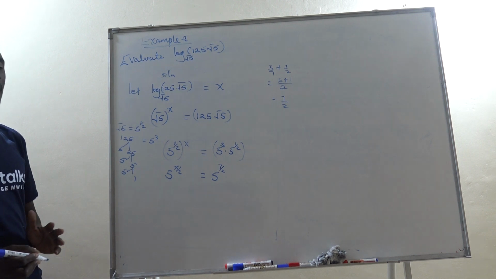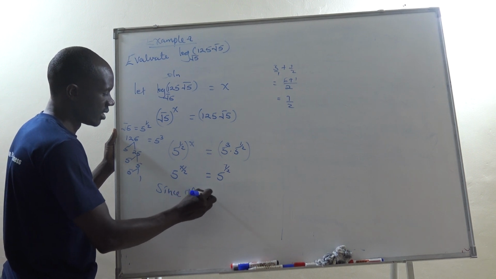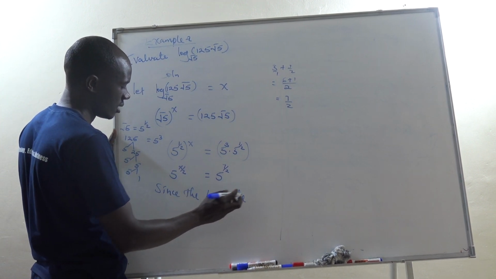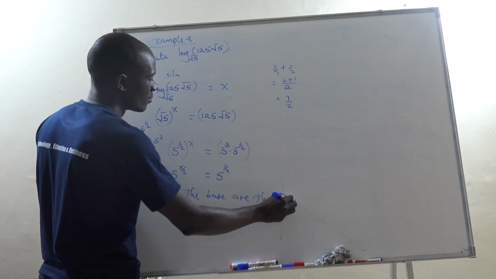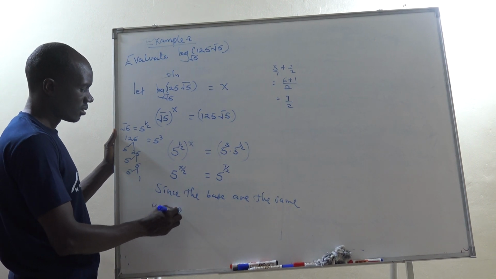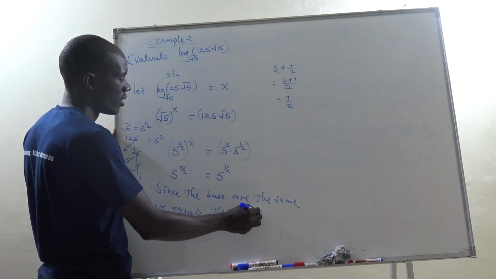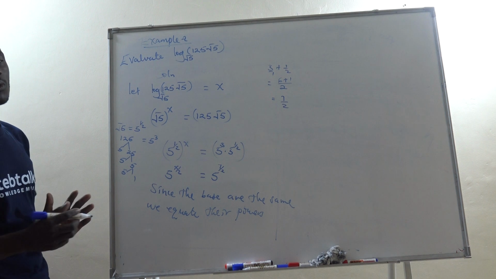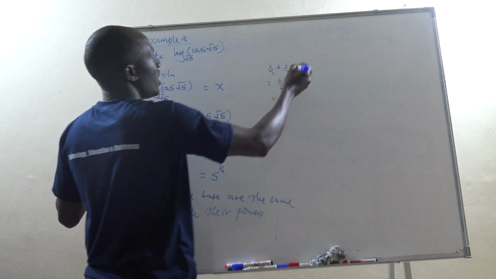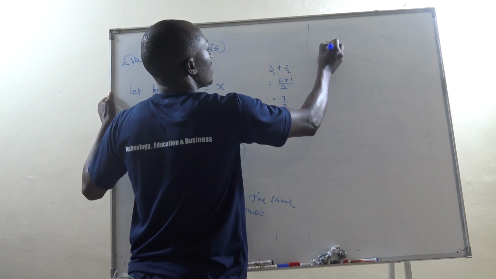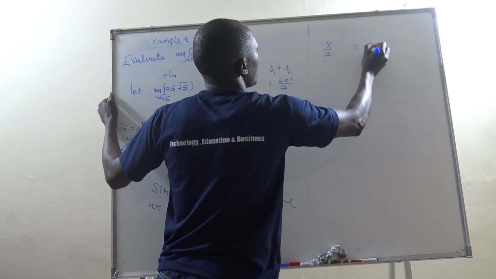We also apply our idea of the rules of indices. Since the bases are the same, we equate the powers. We're equating the powers of the left hand side together with those in the right hand side. So what is going to happen? 5 goes, we remain with x out of 2. x out of 2 equals 7 out of 2. This is 7 out of 2.